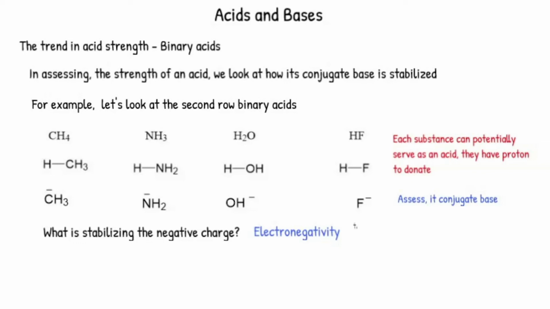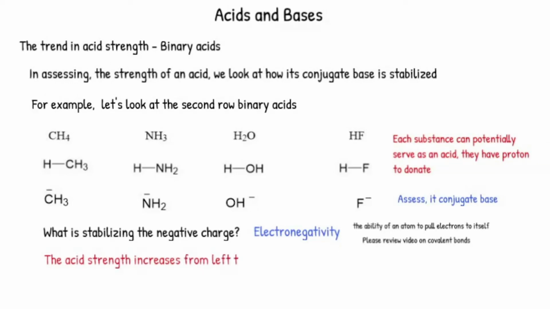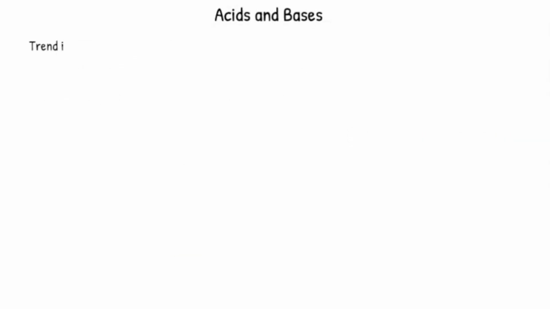Recall, electronegativity is the ability of an atom to pull electrons to itself. Please review the video on covalent bonds. Fluorine is the most electronegative element, followed by oxygen, followed by nitrogen, and then carbon. The acid strength therefore increases from left to right, with HF, hydrofluoric acid, the strongest acid in this list. Trends in acid strength for binary acids continue.